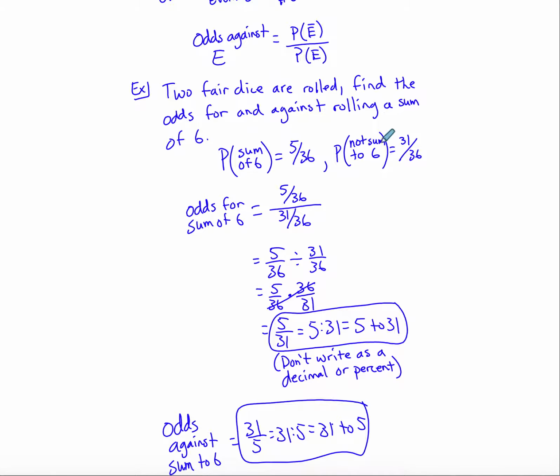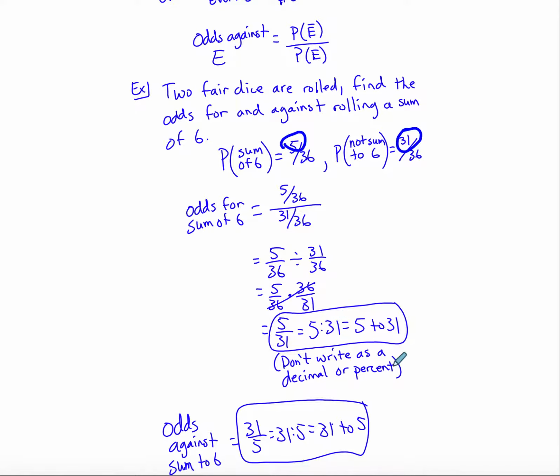So again, the way to think of it is 5 is the number of ways that a sum of 6 can happen, and 31 is the number of ways that 6 can't happen. So it's 5 to 31. We don't usually write them as fractions because they're not really fractions. In a way, they sort of are, but they're not in terms of probability. So we can sometimes write them as 5:31 or 5 to 31. So that means it's 5 ways to 31 ways it can't happen.